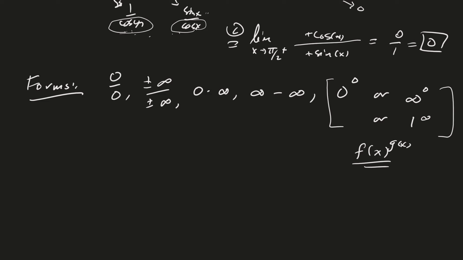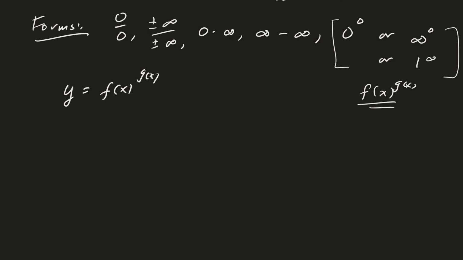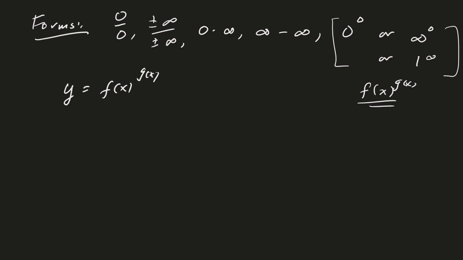Now, if I have y equals f of x to the g of x power, is there a way I can change the exponentiation into a product? Here's a hint. We use the same trick in differentiation. The trick is to take the log of both sides. The natural log of y is equal to the natural log of f of x to the g of x power, and then the g of x drops down in front.